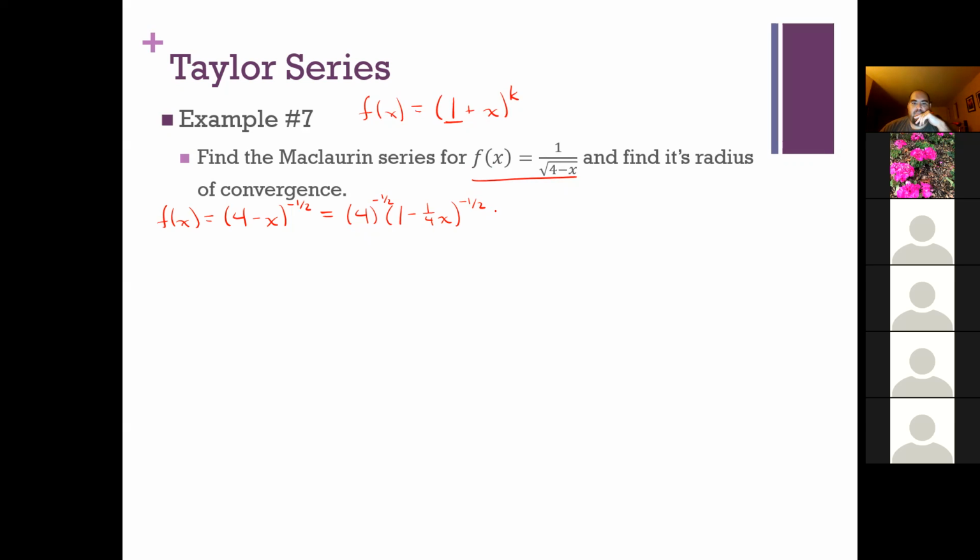Let's simplify. 4 to the -1/2 is the same as 1 over the square root of 4, so this is 1/2 times 1 minus 1/4 x to the -1/2. From there, we now have this 1 minus 1/4 x in the form we wanted it to be in.